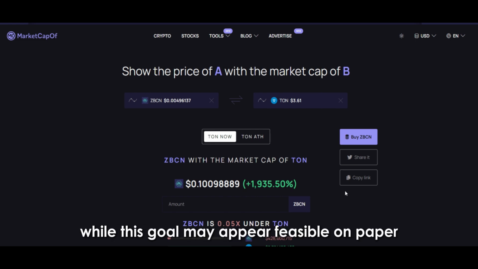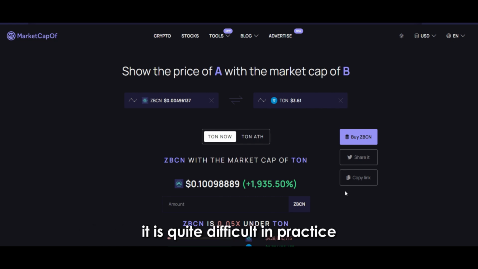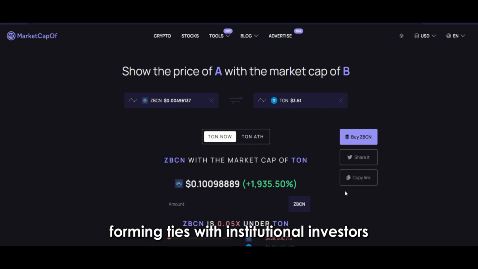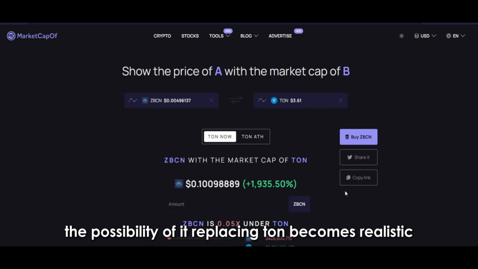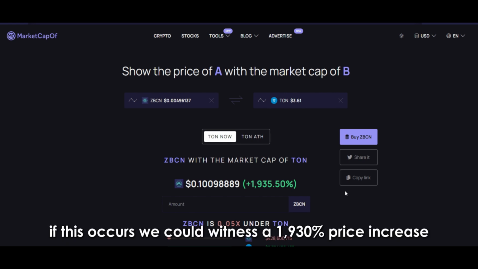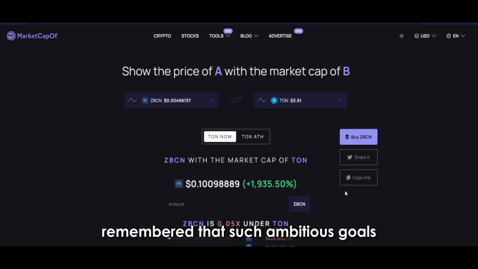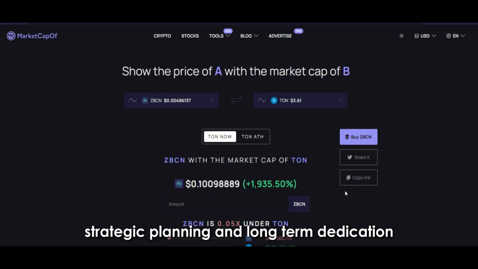While this goal may appear feasible on paper, it is quite difficult in practice. However, it is not impossible. If ZBCN improves across the board, enhancing its technical infrastructure, growing its user base, mobilizing its community, forming ties with institutional investors, and building a strong brand, the possibility of it replacing TON becomes realistic. If this occurs, we could witness a 1,930% price increase. Of course, this would result in substantial gains for investors, but it should always be remembered that such ambitious goals require significant responsibility, strategic planning, and long-term dedication.